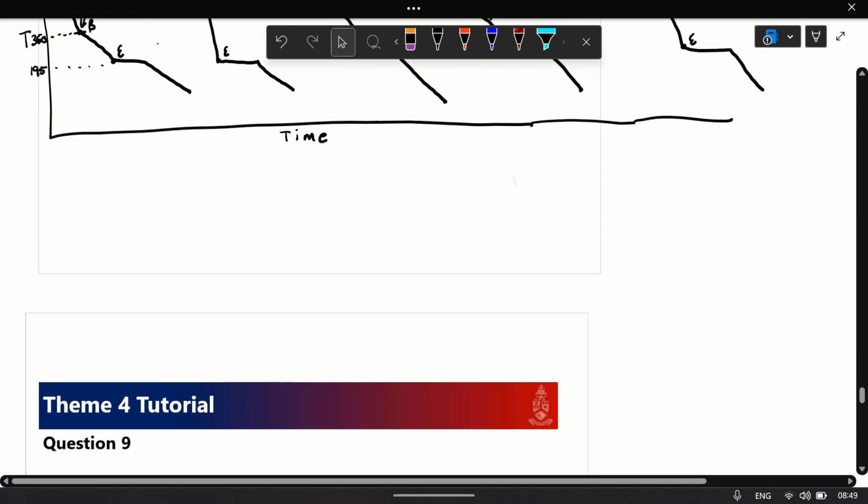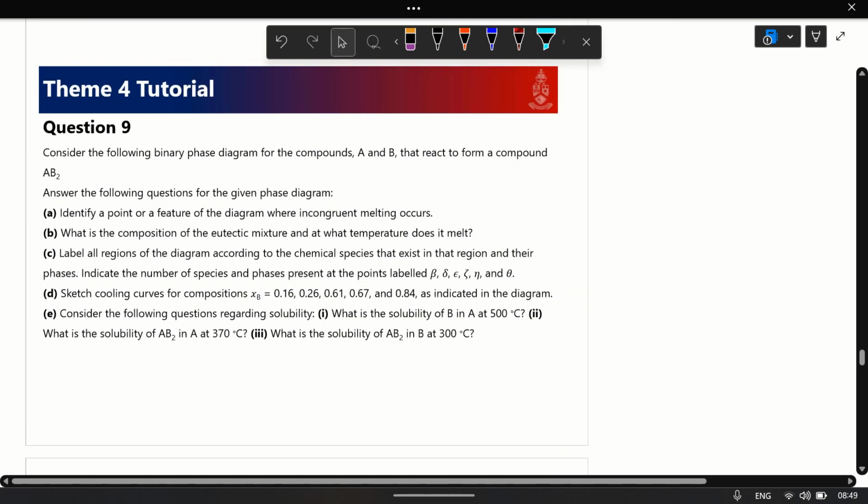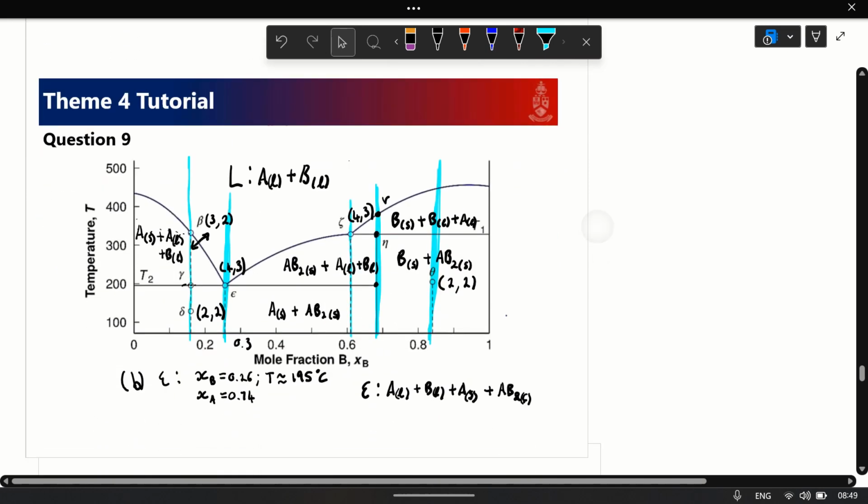All right. So let's move to question E. Consider the following questions regarding solubility. What is the solubility of B in A?